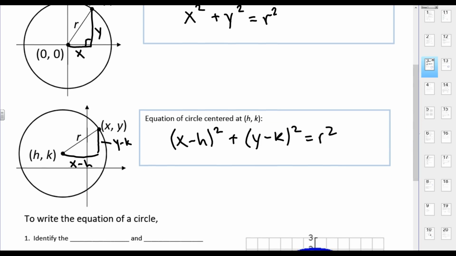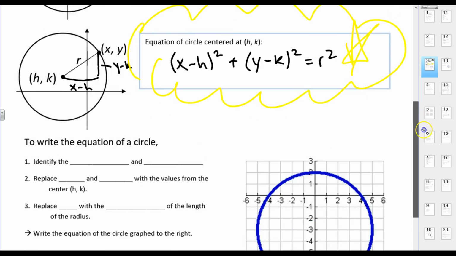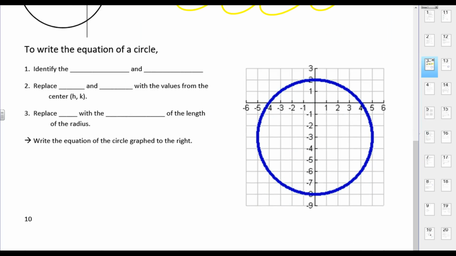So guys, if you remember one thing today, this is it. I want you to put a big old star next to it, circle it, bubble it. This is the big idea today, okay? Remember that. So how exactly do we then write the equation of a circle?